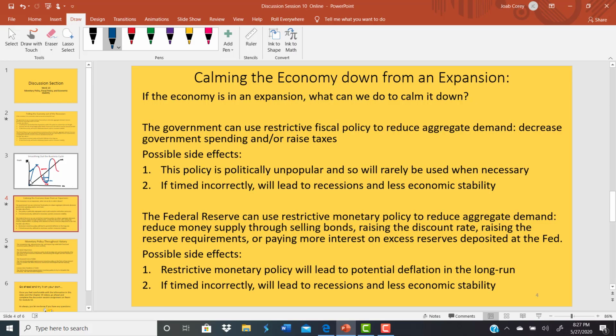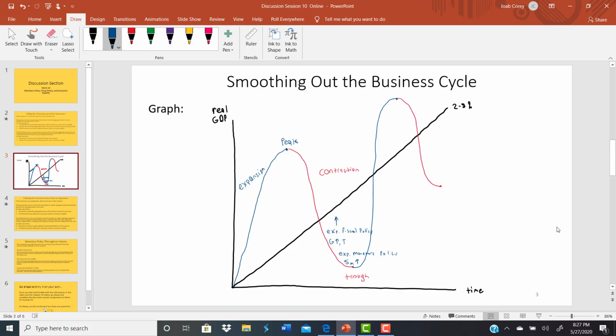So again, going back to that graph of our business cycle, the idea here is that when we are in expansion, then we need to slow the economy down. So again, we can do that with our restrictive fiscal policy. In that restrictive fiscal policy, again, that's the government spending less and taxing people more. And the idea is that will help slow down the economy.